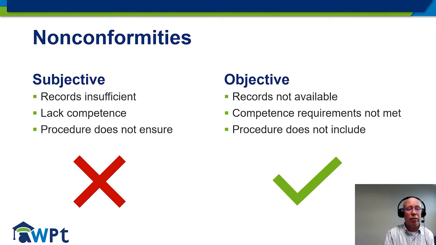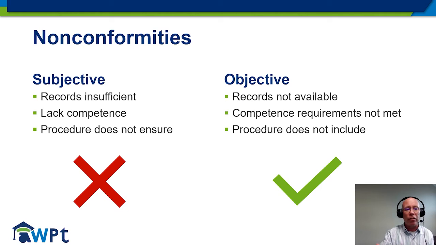Then there's lack of competence. If I were to write a nonconformance that says lack of competence in Tim Osborne's laboratory, well, that doesn't really help me understand what's not competent. So it's important to specify that competence requirements were not met in accordance with ASTM E18, and so on. Taking it away from the individual, putting it back on the process.